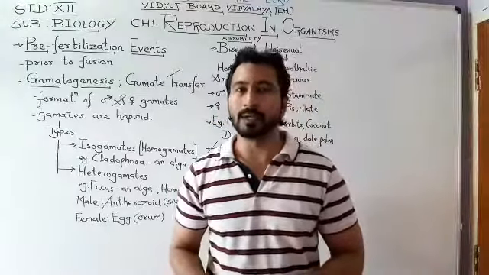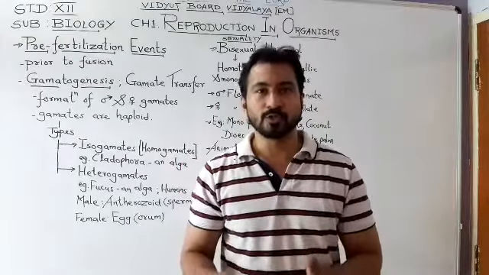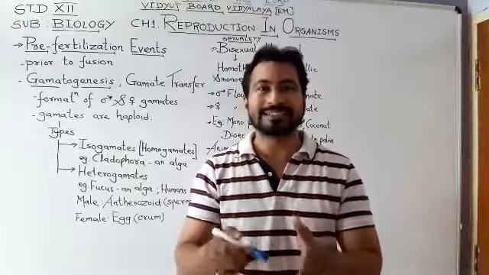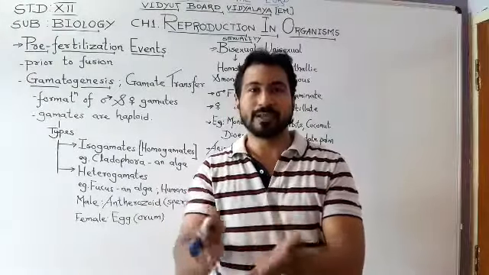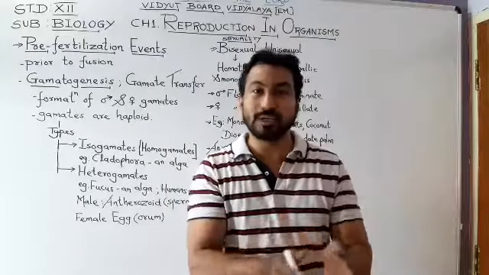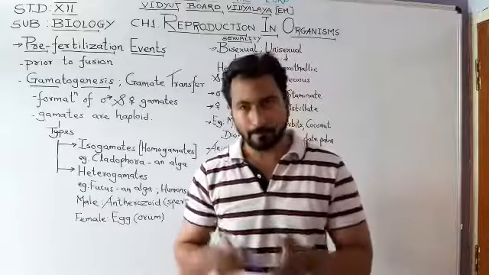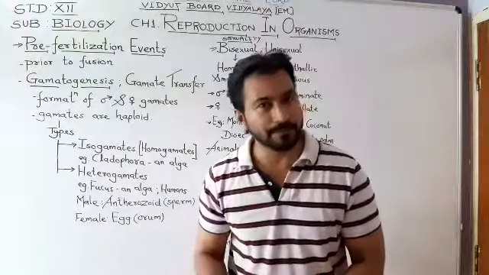For example, we humans have 46 chromosomes. So we have 23 pairs of chromosomes. So those 23 pairs, it is diploid. And when you make it half, that is only 23. That is the haploid one.